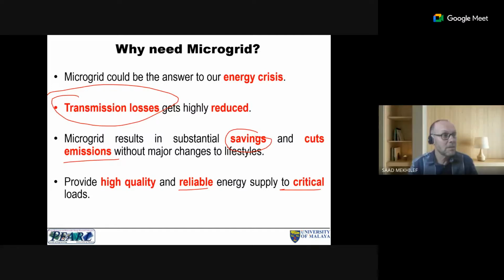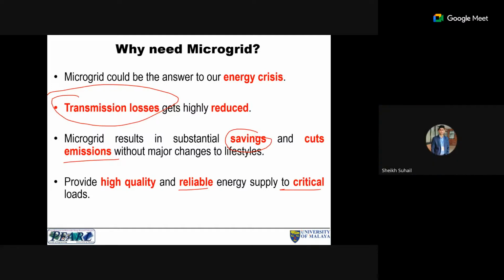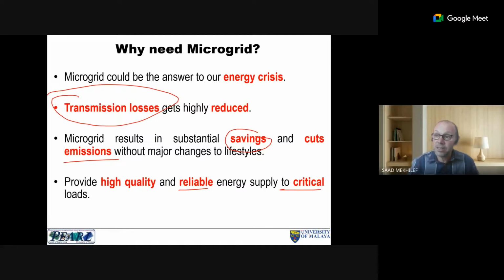Others? I give you data centers. For example, you have data centers. If suddenly banks, or Google, or AI services like DeepSeek or ChatGPT, or Alibaba, or these online services stop, suddenly everything collapses. Other critical loads.